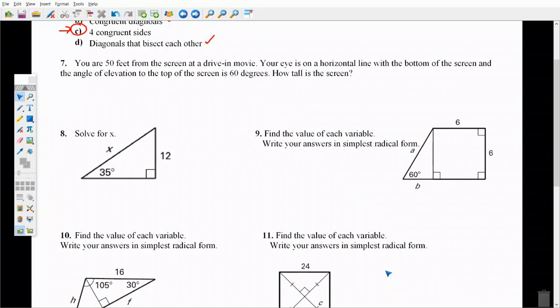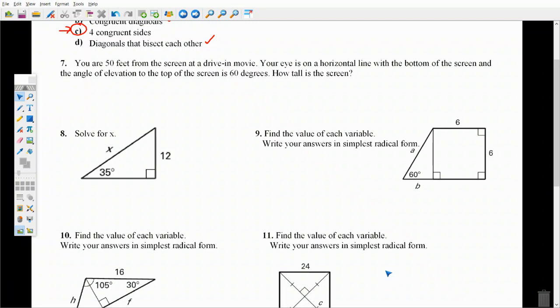This one here is a word problem. It says you are 50 feet from a screen at a drive-in movie. Your line of sight is on a horizontal line with the bottom of the screen, and the angle of elevation to the top of the screen is 60 degrees. How tall is the screen?